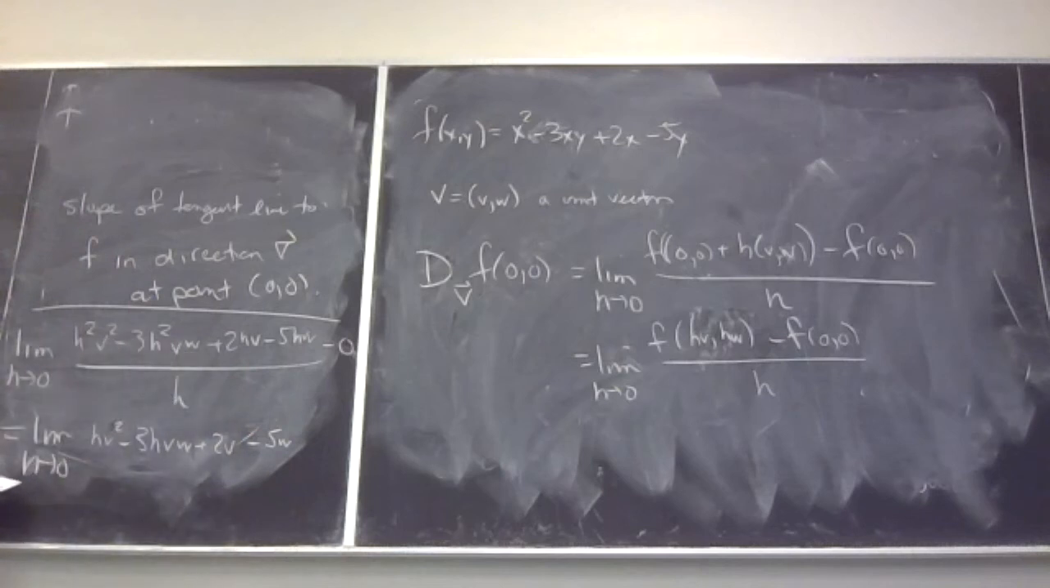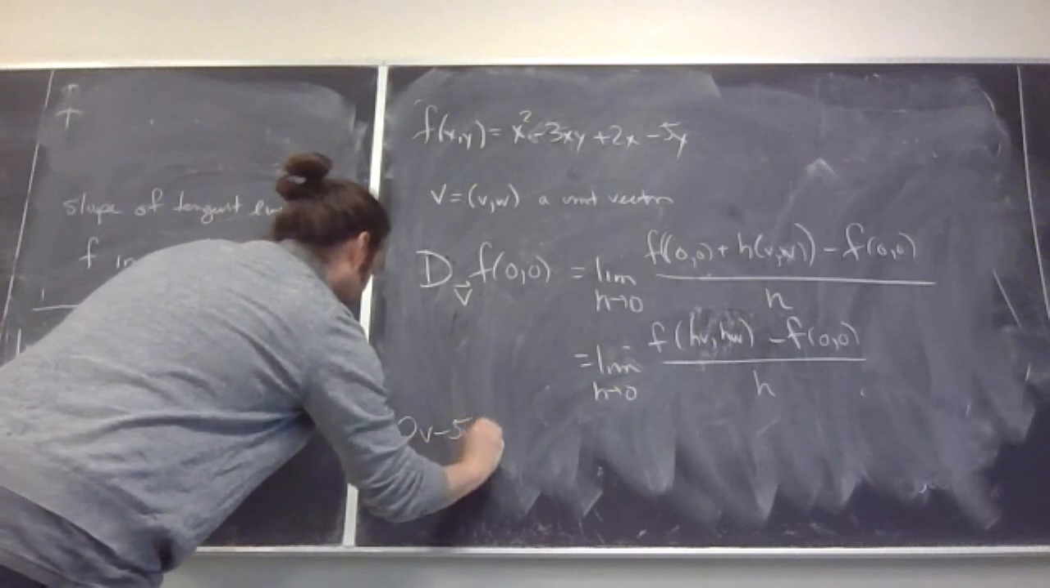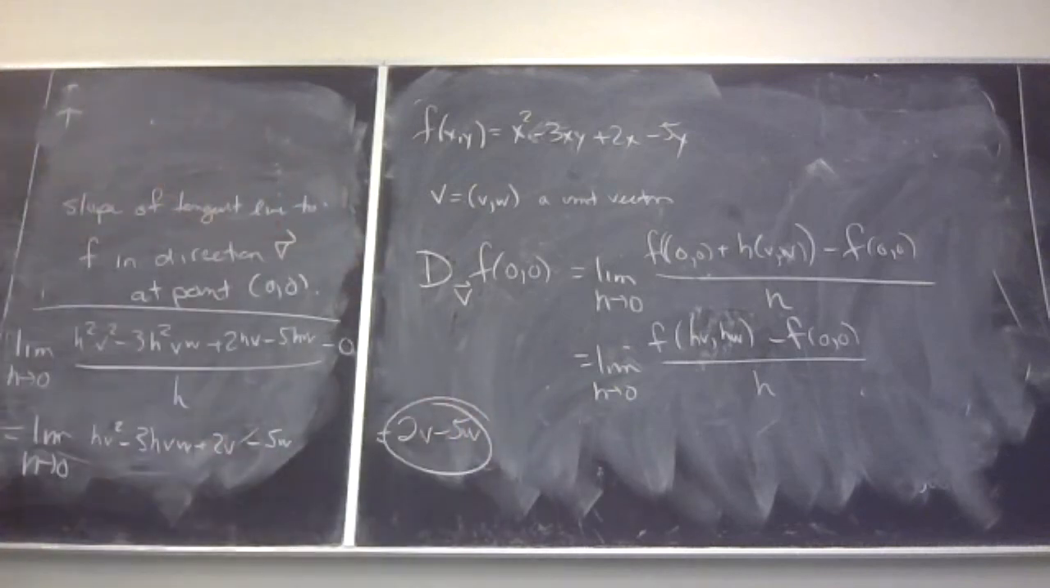Now let the limit as H goes to 0. That's okay now, because we don't have 0 over 0 anymore. And you get out 2V minus 5W. That is the directional derivative.